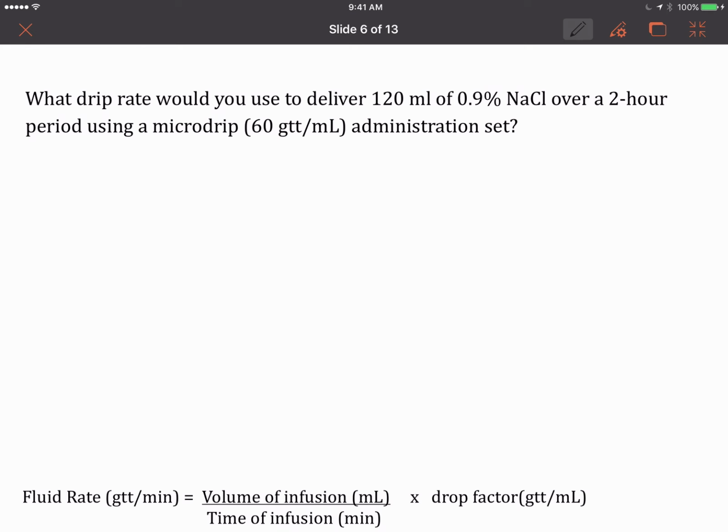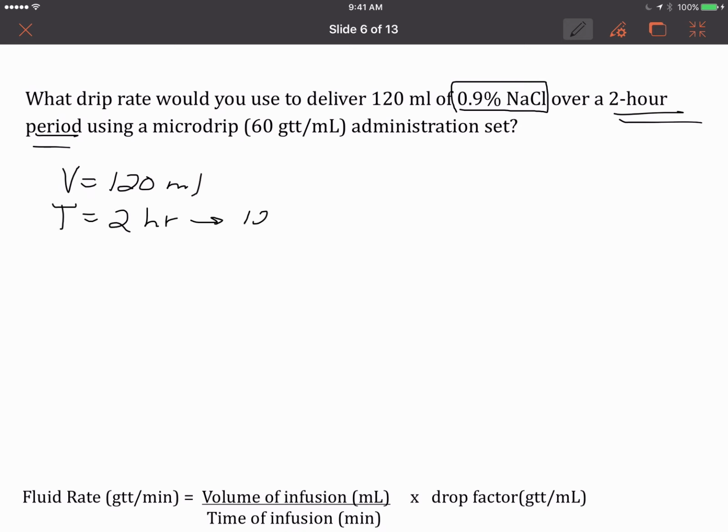Alright, let's find all our values for this problem. What drip rate would you use to deliver 120 mL, that's our volume, of 0.9% sodium chloride? We don't need to use this percentage, it just tells us what type of solution it is. Over a 2-hour period, so we know the time is 2 hours, which comes out to 120 minutes, using a micro drip or 60 drops per mL administration set. Alright, so let's set it up.